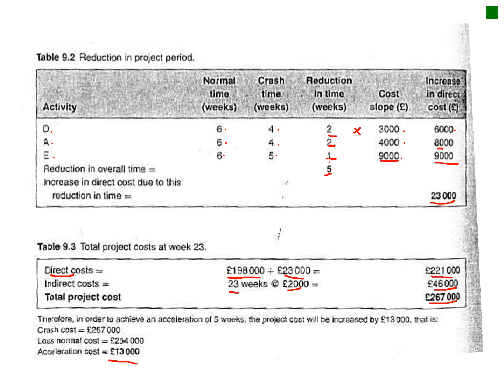Okay, so this is a question where I might ask, calculate what the cost implication would be to reduce your project duration by 5 weeks. Okay, so then you will use these tables 9.2 and 9.3.